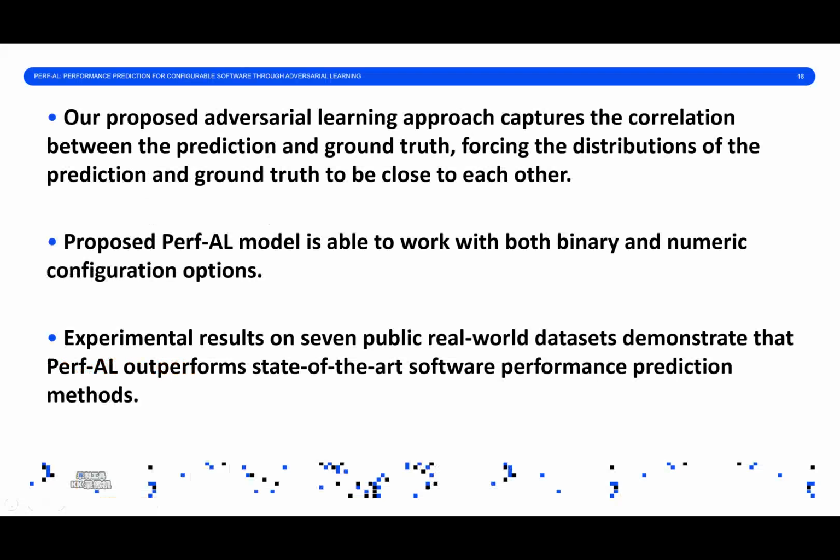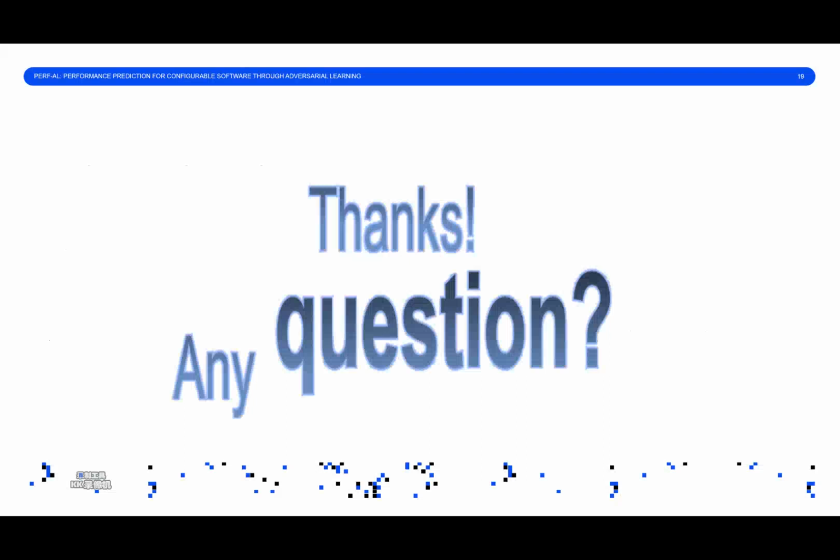So lastly, I will give our conclusions. Our proposed adversarial learning approach captures the correlation between the prediction and ground truth, forcing the distribution of the prediction and ground truth to be close to each other. The second conclusion is that our proposed Perf-AL model is able to work with both binary and numerical configuration options. The third conclusion is that our experimental results on 7 public real-world datasets demonstrate that Perf-AL outperforms state-of-the-art software performance prediction methods.